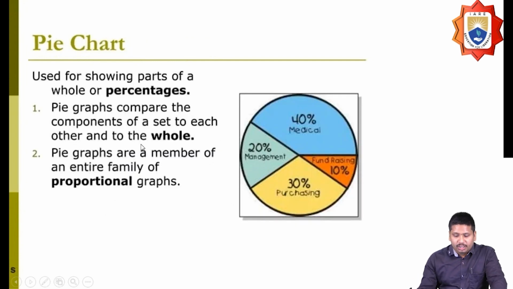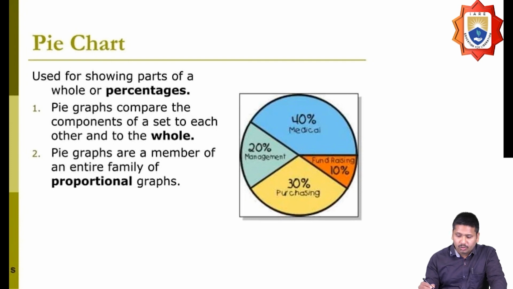And the next one is the pie chart. This pie chart is used for representing percentage data. Where parts of a whole are percentages, if I want to show that, then I have to go for the pie chart. This pie graph mainly compares the components of a set to each other and to the whole, and pie graphs belong to the entire family of proportional graphs.